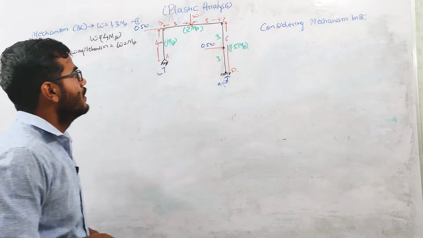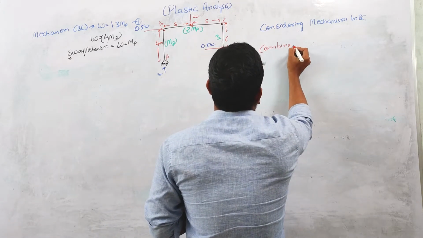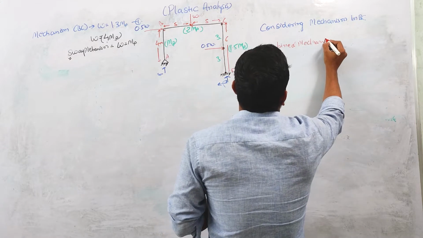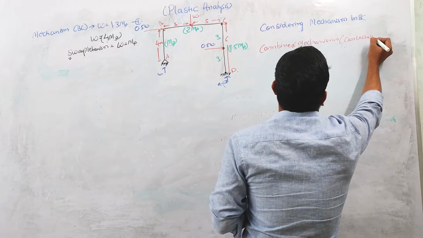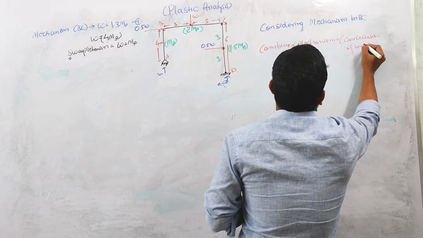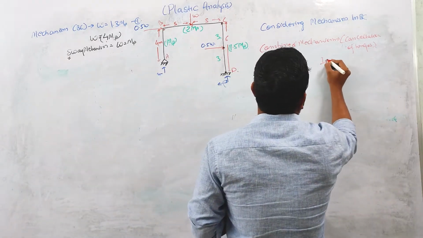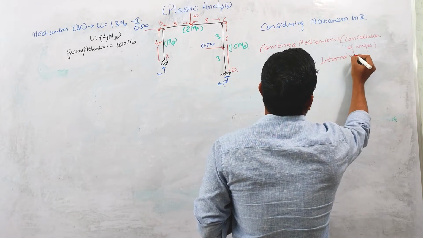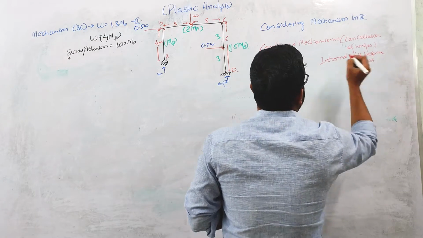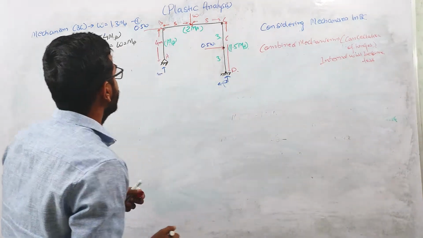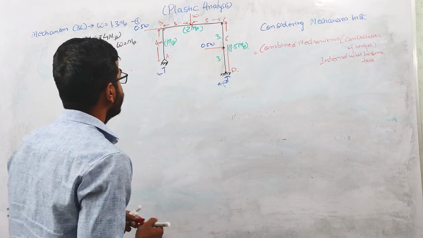So basically, let us discuss the combined mechanism. Okay, so the combined mechanism is basically used because cancellation of hinges will be there, right? And due to which the internal work will become less. Okay, due to which you will be getting a more critical value of w. This thing we have already discussed in the last lecture, right?